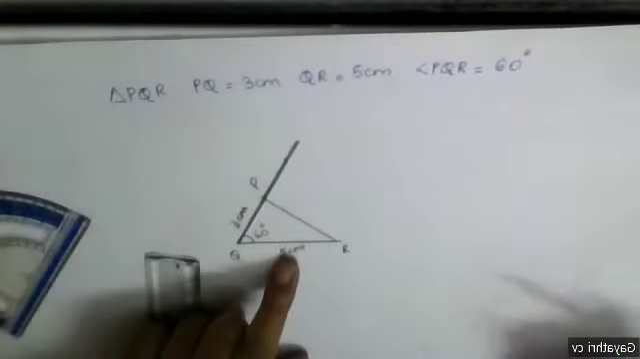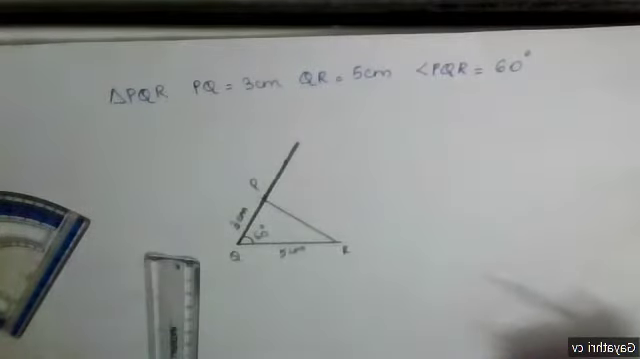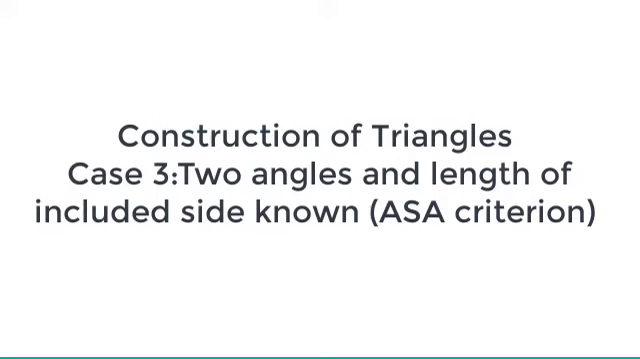So this is how you construct a triangle when the length of two sides and the measure of the angle between them is known. Next, let's see the construction of a triangle when the measures of its two angles and the length of the side included between them is given. So here we have to construct triangle XYZ, where XY is 6 centimeter, angle ZXY is 30 degrees and angle XYZ is 100 degrees.